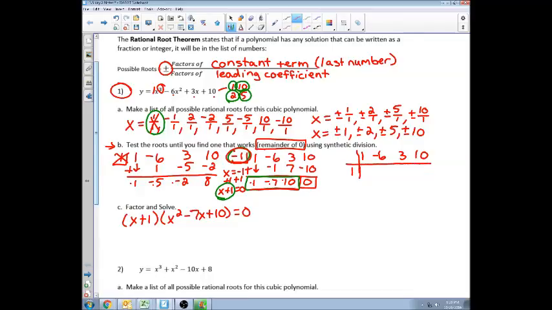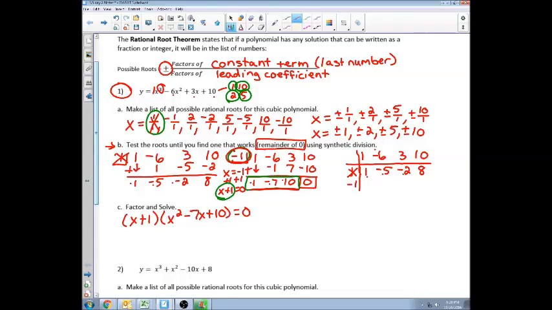I'm going to put my first number inside. I'm going to drop my 1. Now 1 times 1 is 1. 1 minus 6 would be negative 5. Negative 5 times 1 is negative 5. Negative 5 plus 3 would be negative 2. Negative 2 times 1 is negative 2. Negative 2 plus 10 would be 8. That did not work.